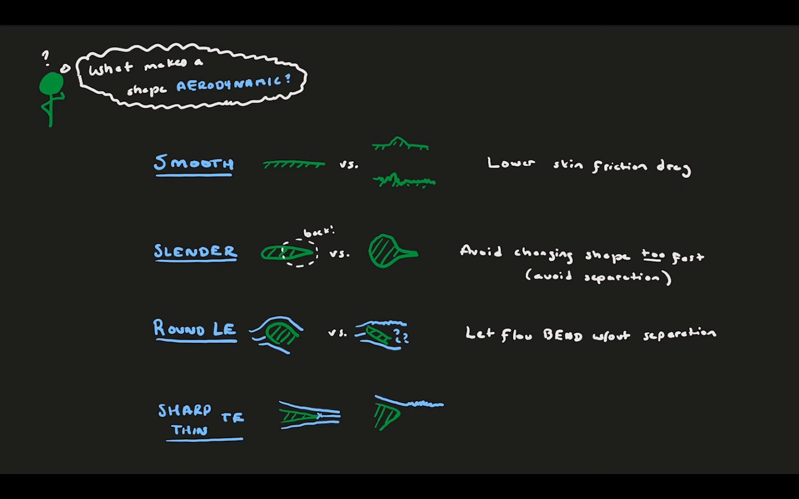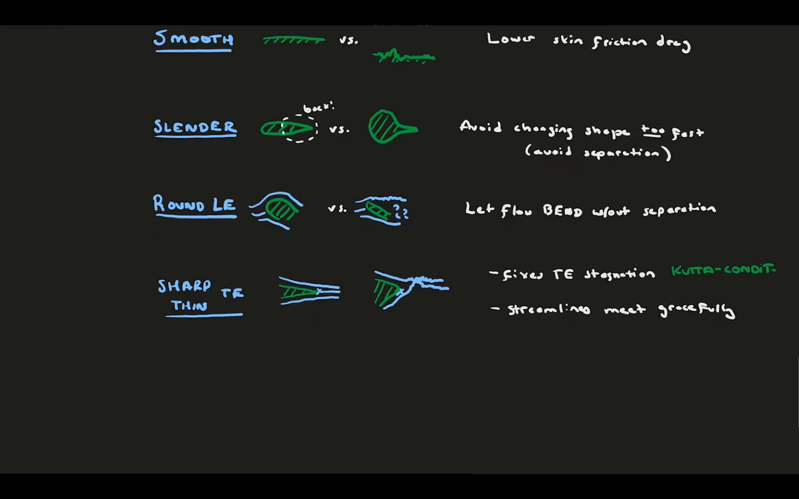First, it enforces the Kutta condition, which means the stagnation point stays at a known fixed location on the trailing edge. No flow is allowed to bend around this sharp edge. Second, it lets the streamlines meet gracefully in parallel with as little disturbance as possible. Colliding streamlines from the top and bottom surface can lead to messy flow with energy loss in the wake.